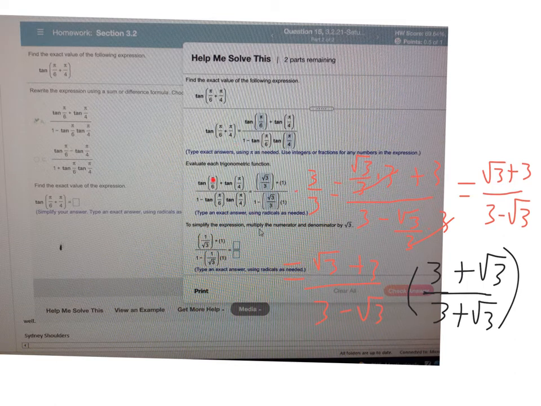Well, I saw your question in the email, and you basically asked, why did they go from here to here? That's a good question. I don't understand either. You know, the 1 over square root 3 is certainly the same thing as square root 3 over 3. So why did it go in here?